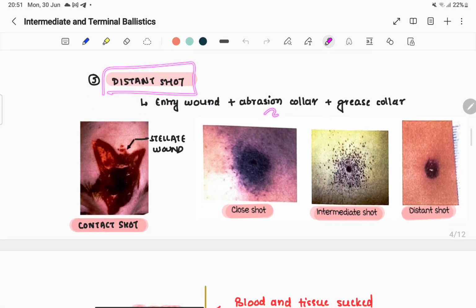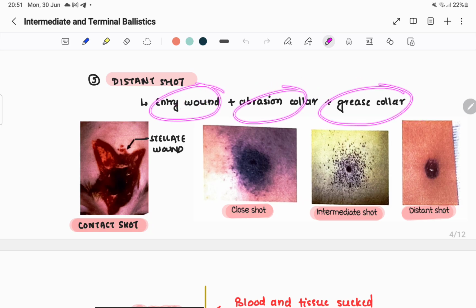Distant shot: entry wound, abrasion color, grease color. No effect at all. No burning, no tattooing, no blackening, no singeing, nothing. Only entry wound, abrasion color and grease color.